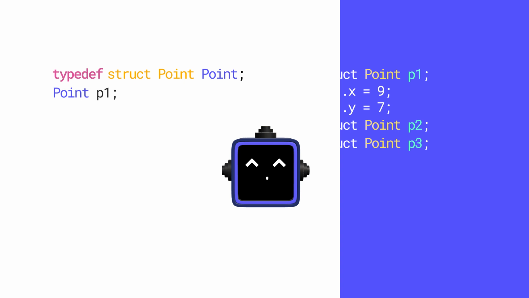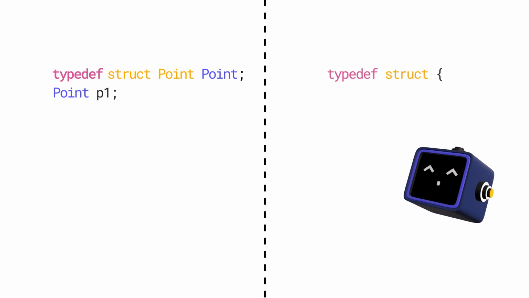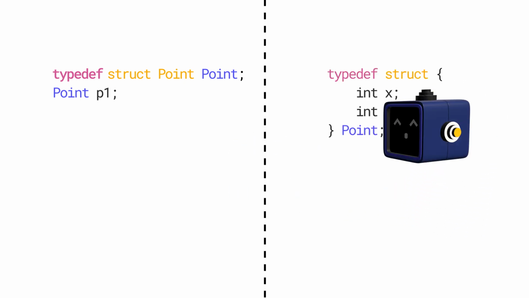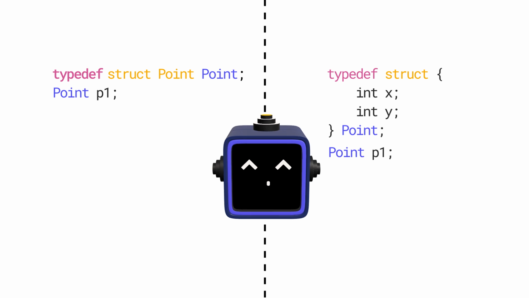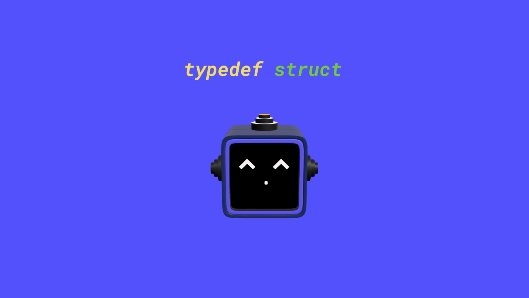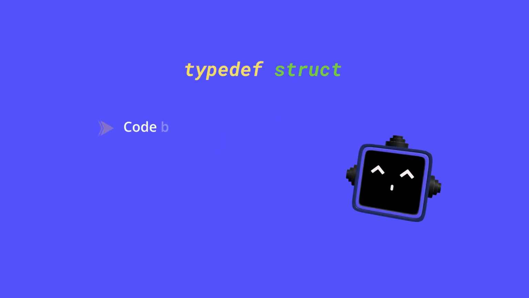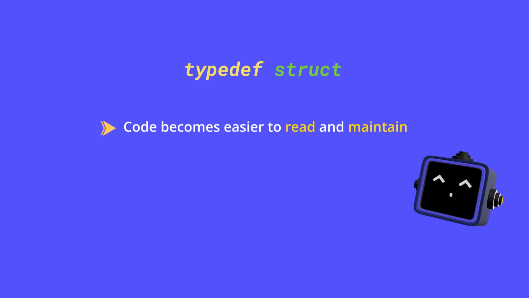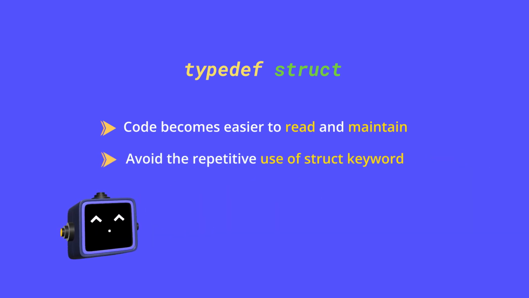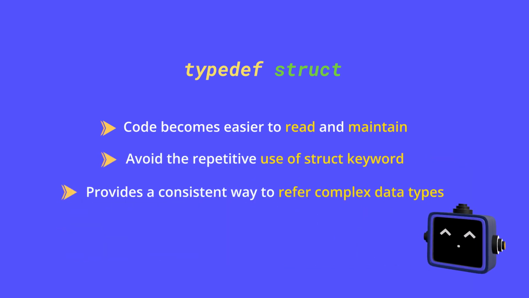Much cleaner, right? You can also define and create the alias in one step like this. This way, you don't even need to name the struct. Point becomes your new type. Using typedef with structs offers several benefits. Your code becomes easier to read and maintain. You avoid the repetitive use of the struct keyword. It provides a consistent way to refer to complex data types.